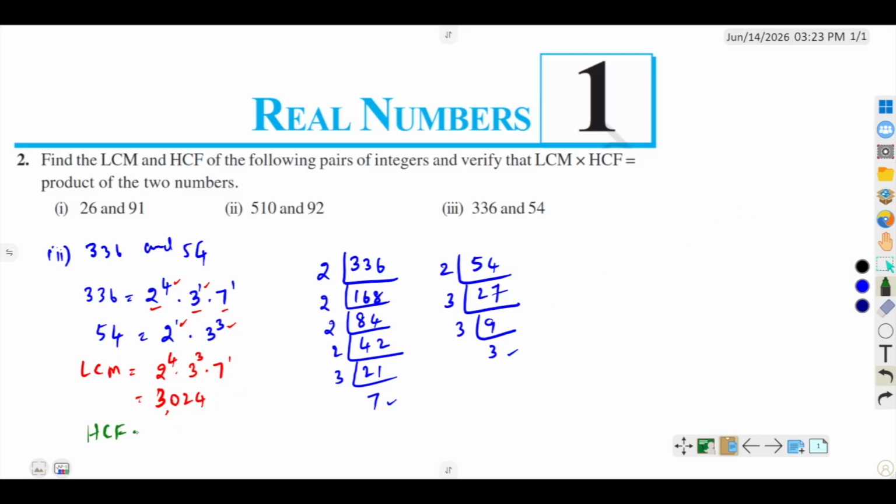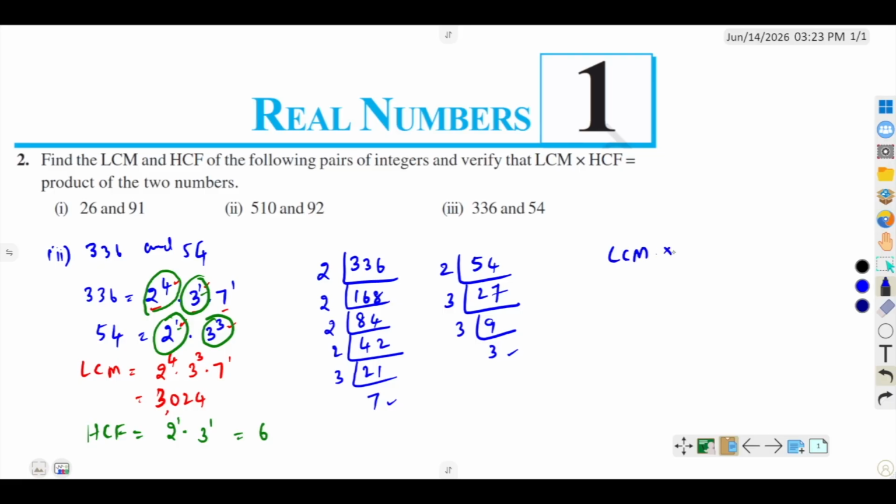Now let's do it for HCF. HCF means we need to consider only the common factors. The common factors are 2 as well as 3. So I'll write the factors first, 2 and 3. Then since we are doing HCF, we need to take the least powers. Least power in 2 is 1 and least power in 3 is also 1. So 2 times 3 is 6. So HCF we got 6.